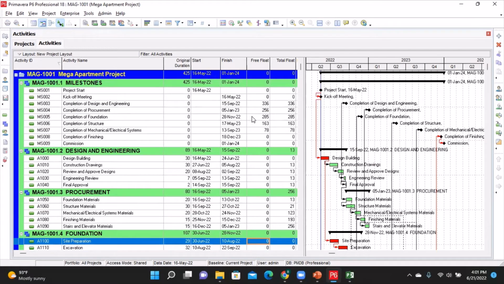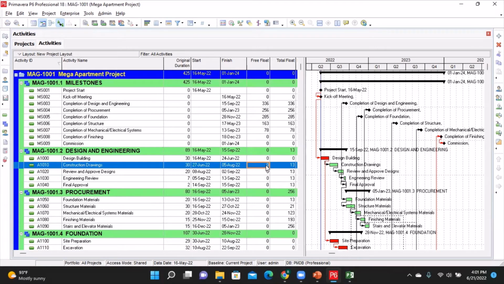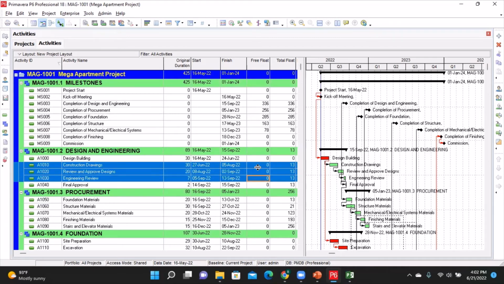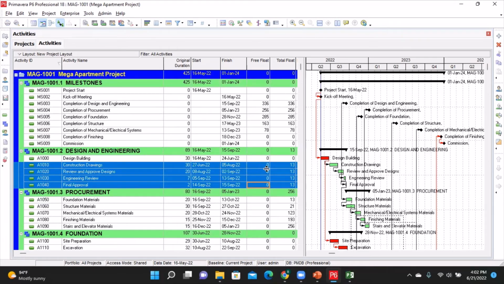It is very important that you note that an activity may have a free float of 0 and is still not on the critical path. That is because it does not satisfy the condition that says both the free float and total float must be equal to 0. And that is why in some of these activities, even though they have a free float of 0, they are still not on the critical path. That's simply because their total float is not equal to 0.